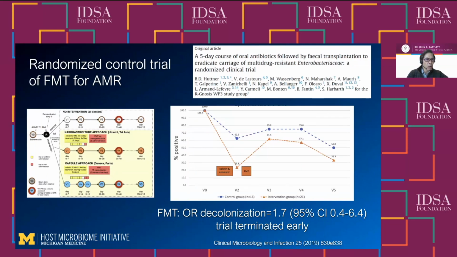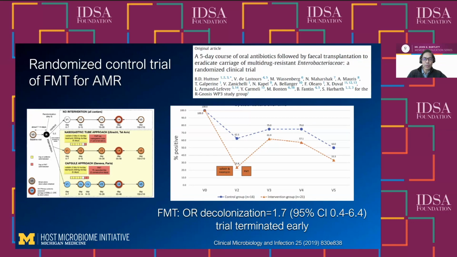To my knowledge, the only randomized controlled trial looking at FMT for the decolonization of antibiotic-resistant organisms is this trial that was published 4 years ago in CMI. In this case, they used a 5-day course of oral antibiotics, and then they followed that by fecal transplantation. This was a multi-site trial. In some cases, they were given the FMT via nasogastric tube, or in some cases, it was given via encapsulated fecal material.